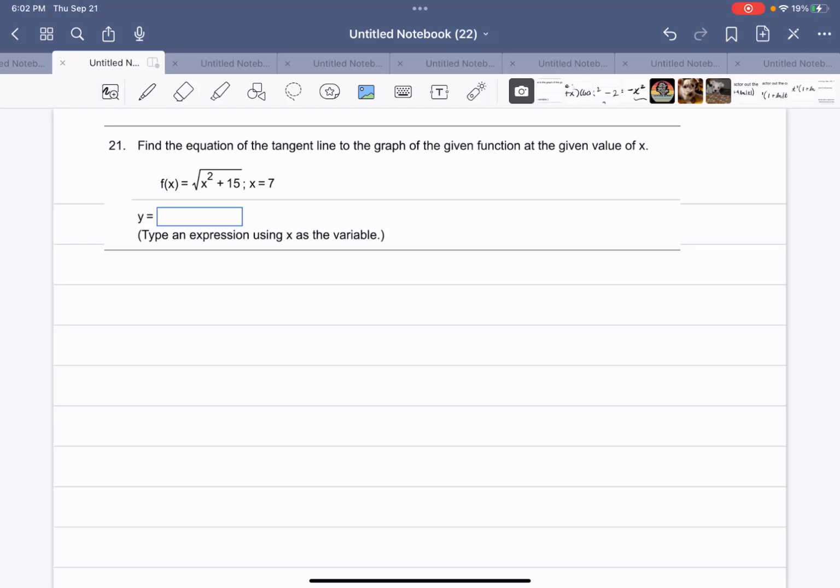Example number 21. Find the equation of the tangent line to the graph of the given function at the given value of x. F of x equals the square root of x squared plus 15, and x equals 7.